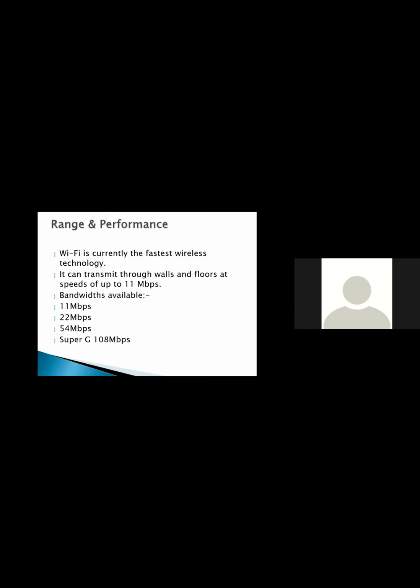Range and performance. Wi-Fi is currently the fastest wireless technology. It can transmit through walls and floors at speeds of up to 11 Mbps. Bandwidths available: 11 Mbps, 22 Mbps, 54 Mbps, Super G 108 Mbps.